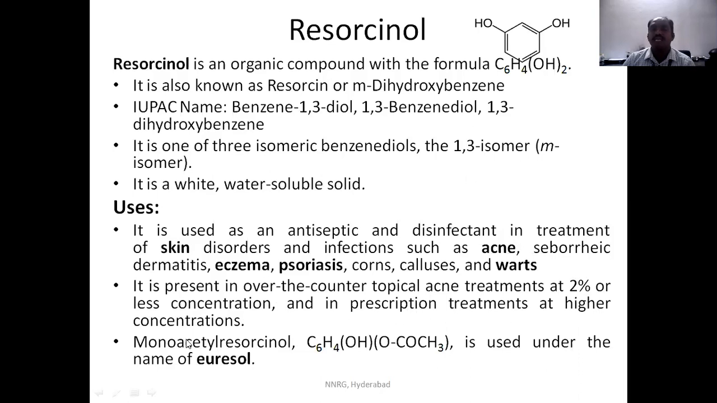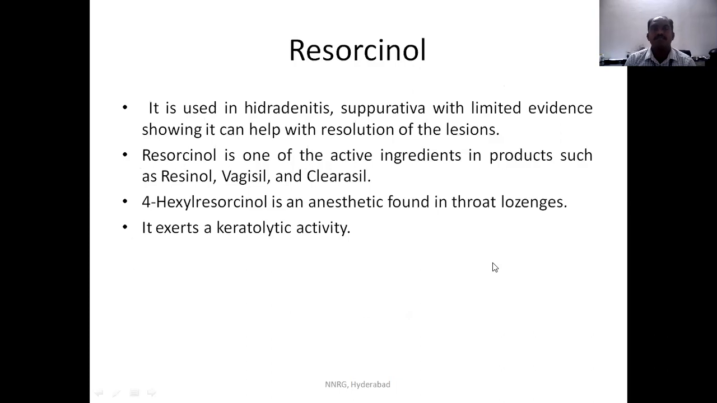And monoacetyl resorcinol is used under the name of Urusol. Urusol is also a disinfectant. It is used in the treatment of hidradenitis suppurativa, with limited evidence showing that it is helpful in the resolution of lesions. So this is a condition where lesions are produced. So resorcinol is used in the treatment of hidradenitis suppurativa.